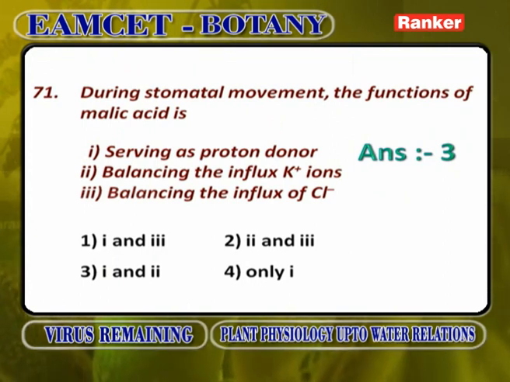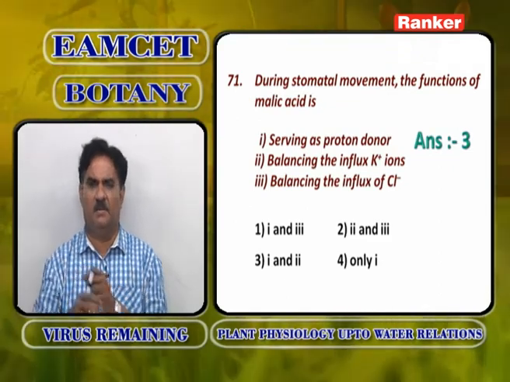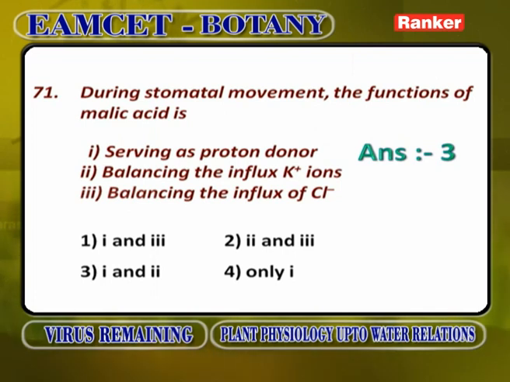So, malic acid's speciality is 1, serving as proton donor, 2, balancing the influx of K plus ions. Balancing the influx of Cl minus ions, they come and combine with potassium to form potassium chloride, is not sufficient to balance the guard cells' ionic balance. So, definitely during stomatal movement, the functions of malic acid are serving as proton donor and balancing the influx of K plus ions.